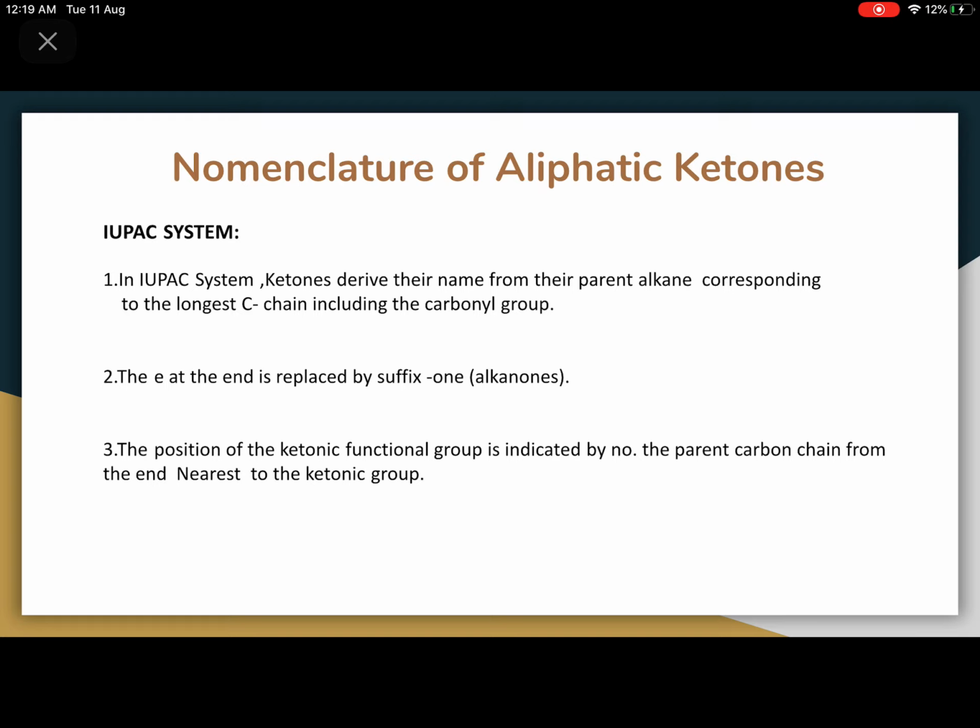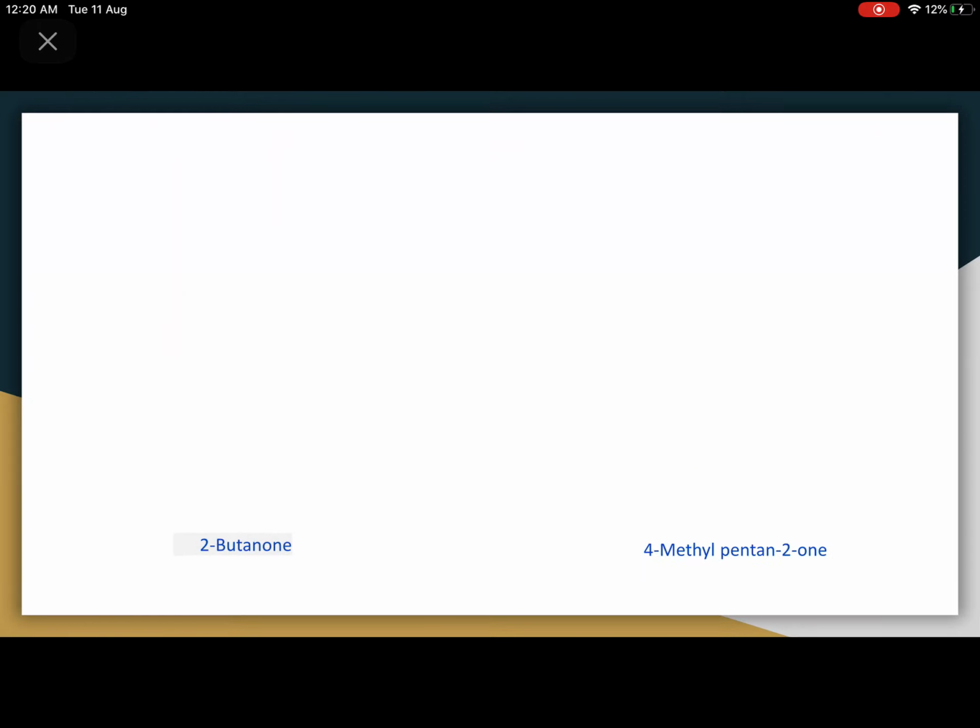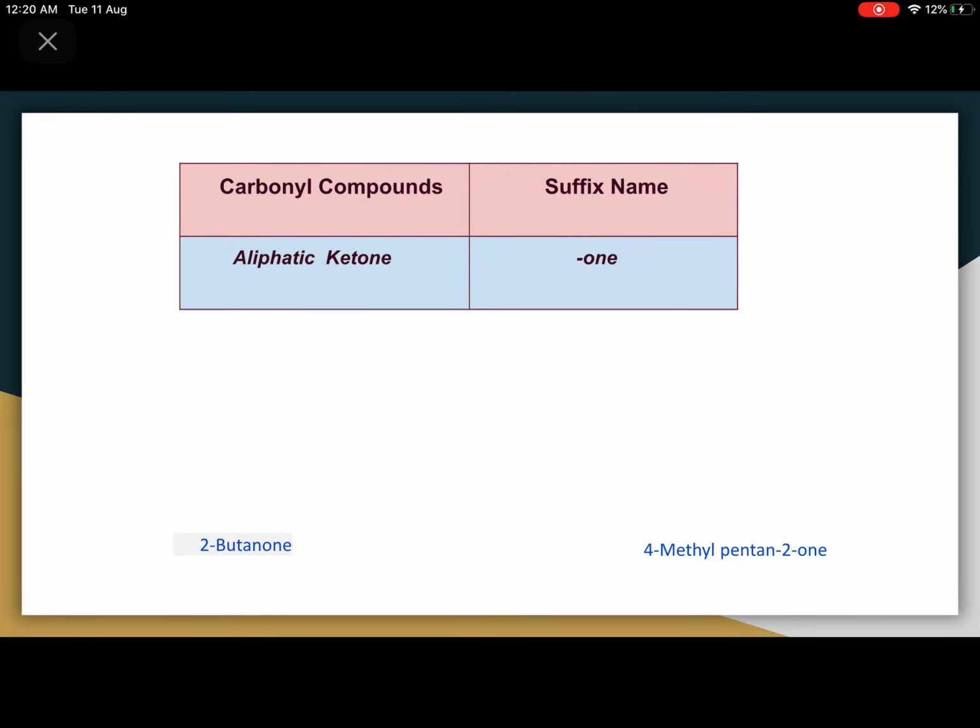Third, the position of the ketonic functional group is indicated by numbering the parent carbon chain from the end nearest to the ketonic group. So for the aliphatic ketone, we have to use the suffix name ONE.